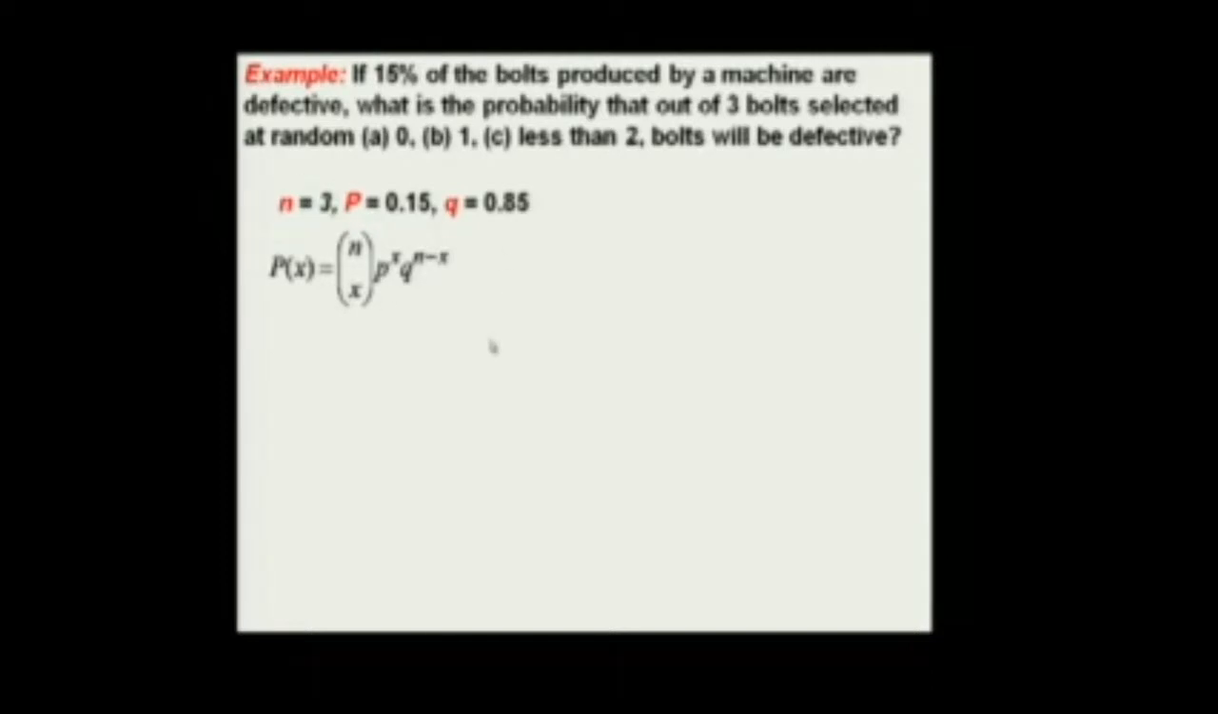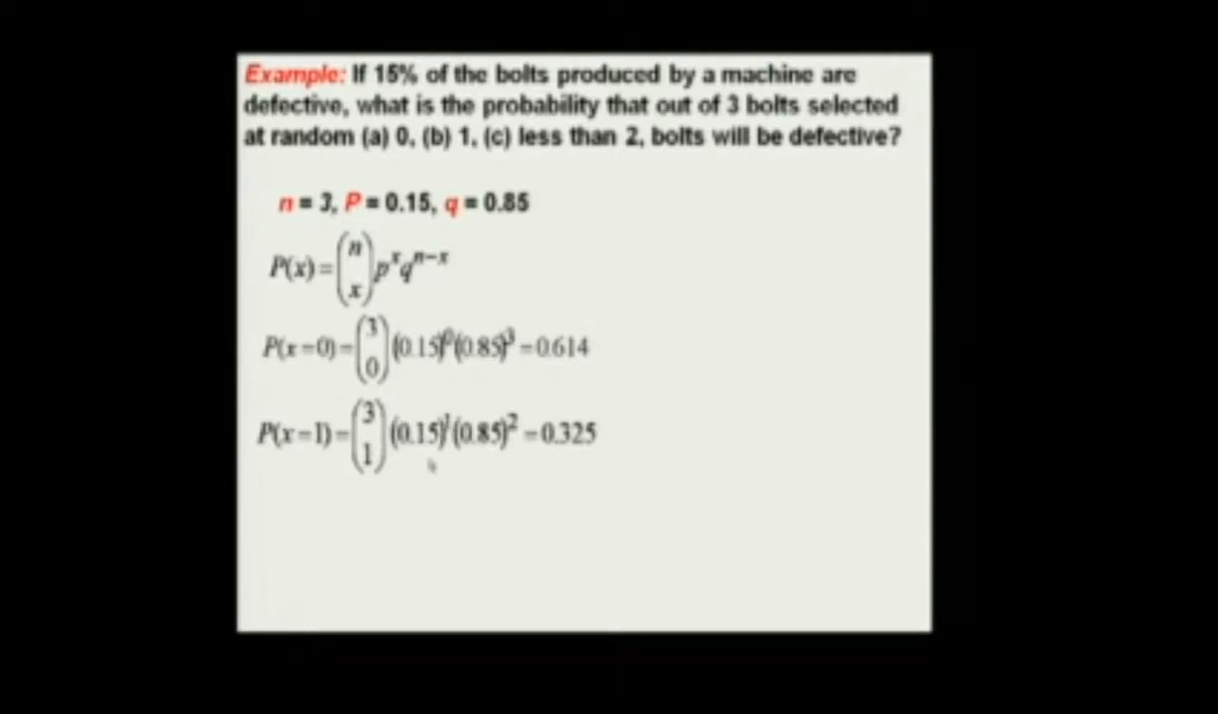Now here is the binomial function, and the first question is, what is the probability that out of 3 bolts selected at random, 0 will be defective? So out of 3, we have 0. That is the probability of x equals 0. So the probability at x equals 0 is 3 combination 0, times the probability 0.15 to the power 0, times q, or 1 minus p, to the power n minus x, or 3 minus 0, which is 3. So now we have a probability of 0.614 that 0 defects will be out of the 3 bolts that we inspect, or almost a 61% chance.